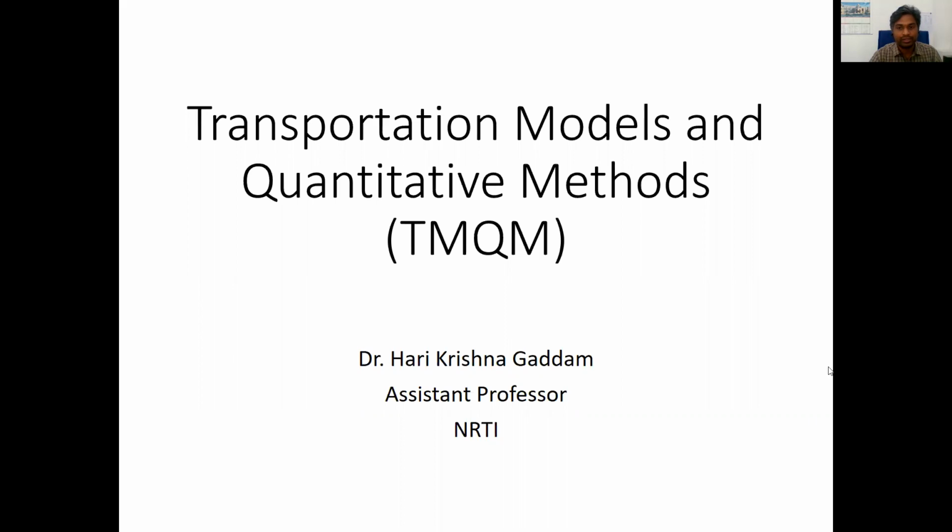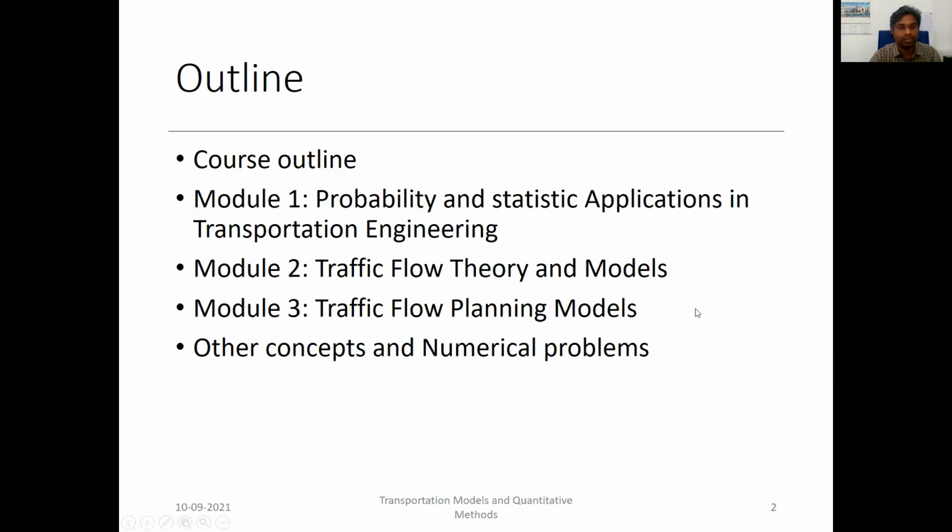And in this particular subject, we are going to talk about the course outline. The course outline consists of an introduction about the particular lecture, and then what the course components are, what the objectives of this particular course are, and then we'll focus on the course evaluation process and the references given for the subject. And also today we are going to focus on module 1. We'll talk about the probability and statistical application in transportation engineering. It covers the fundamentals of probability and statistics and the relevant applications in transportation.